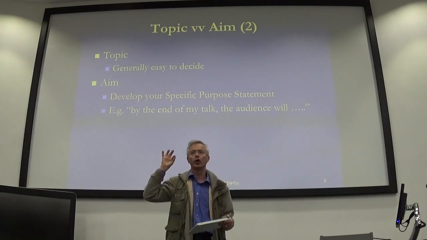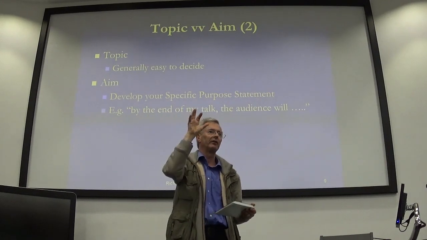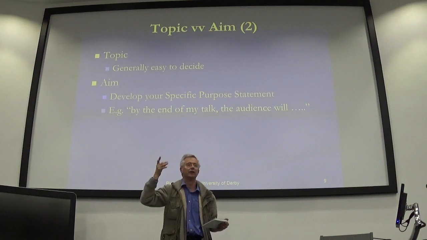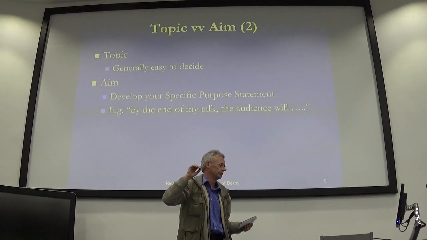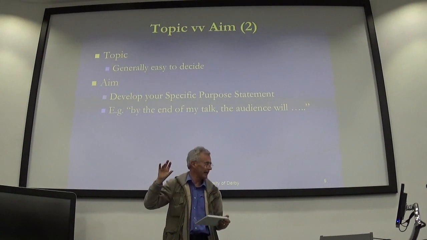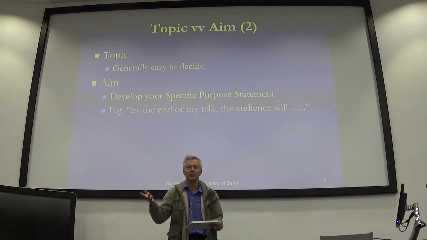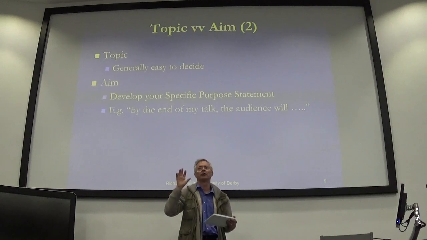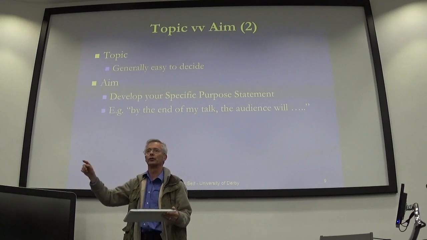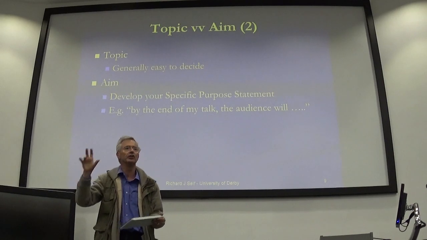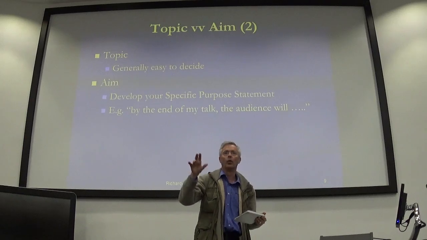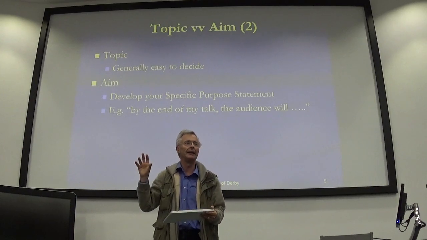Remember that you have two things. You've got a topic, the broad title or the narrow title you developed, but then you need to think about the aim. What do I want to achieve with this article? One of the ways of focusing on the aim is a specific purpose statement. You can write it along the lines of: at the end of my talk, my presentation, my article, the audience or the readers will... What is it you want to achieve? Once you know that, the whole thing becomes a little bit easier.